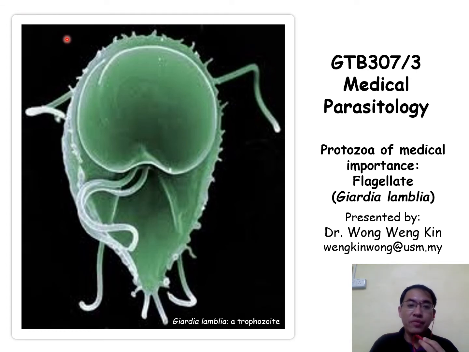In this session, we will focus on a medically important flagellate, which is Giardia lamblia. If you look at the picture on the left, this is the trophozoite of Giardia lamblia. What are the characteristics that we can appreciate? We can see the flagella extended out from the parasite body. We can see a sucking disc that helps the parasite, and also the tear shape of the trophozoites. A tear shape can also be described as a water drop shape.